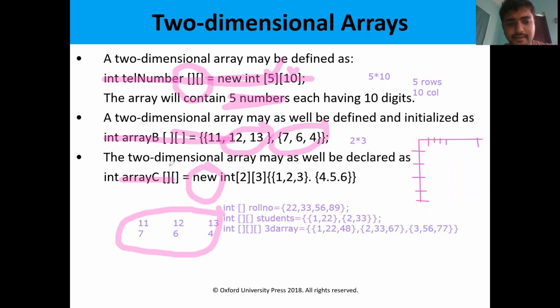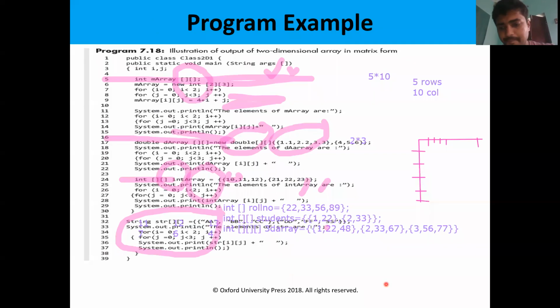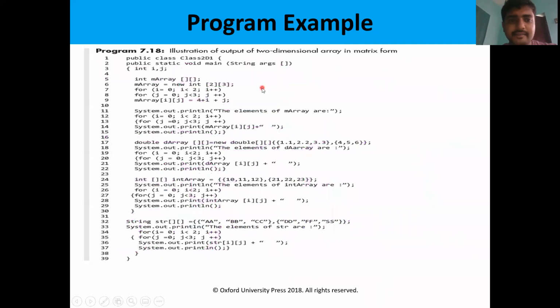So array C, 2 dimensions, is equal to new data type, size is 2 by 3, initializing the values 1, 2, 3, 4, 5, 6. These are separated by commas. So likewise, we can initialize the two-dimensional arrays. Let us see one example.